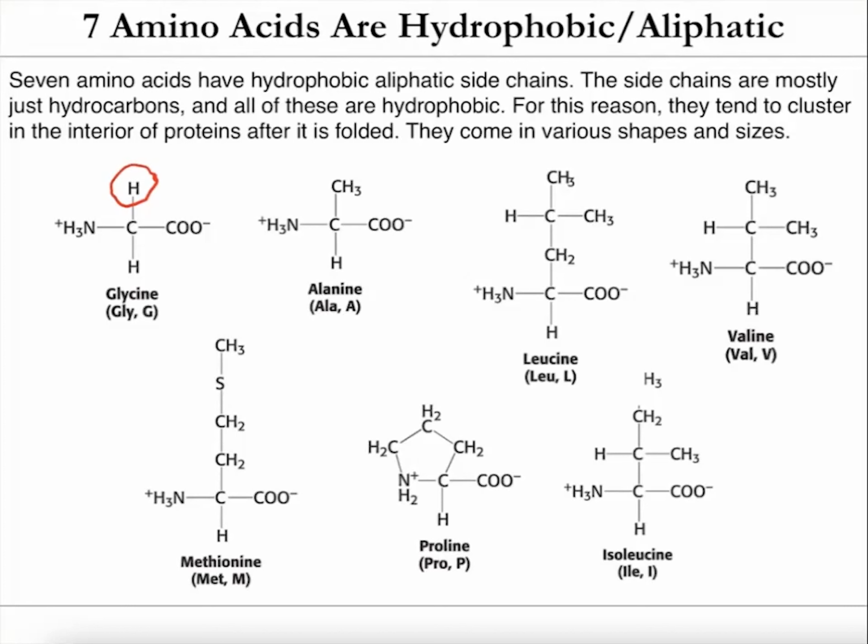The R group is just another hydrogen. So each amino acid has a full name, a 3-letter code, and a 1-letter code. I'm not going to go through all these because you don't need to know that. But it's glycine, Gly, and G.